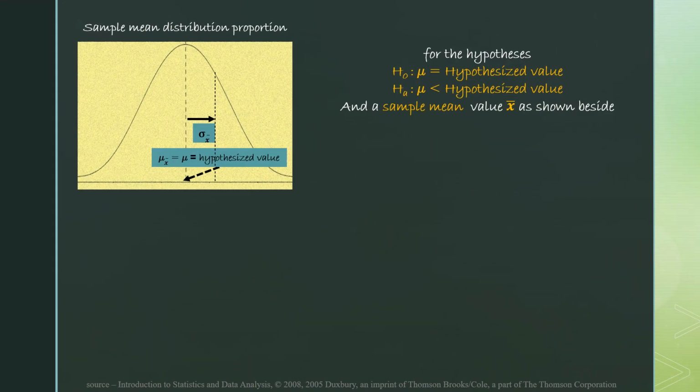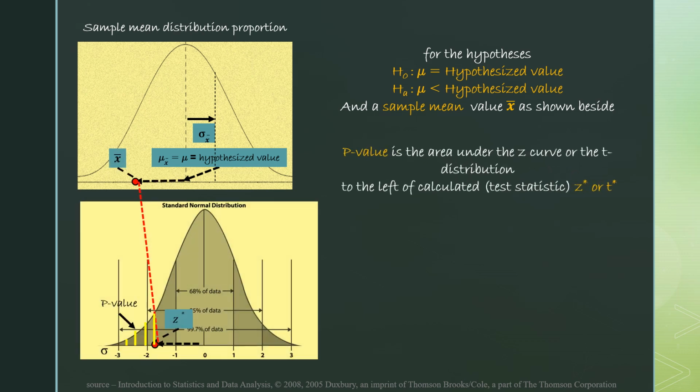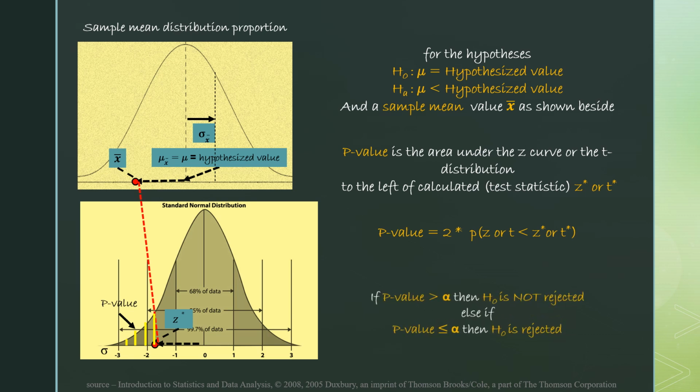For the second set of hypotheses, H0 mu equals the hypothesized value and HA mu is less than the hypothesized value, and a sample mean value x bar as shown beside, the p-value is the area under the z-curve or the t distribution to the left of the calculated test statistic z star or t star. The p-value equals the probability of z or t taking a value less than z star or t star respectively. If the p-value is greater than alpha, then H0 is not rejected. Else if the p-value is less than alpha, then H0 is rejected.